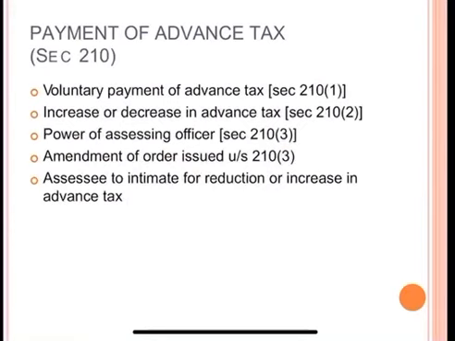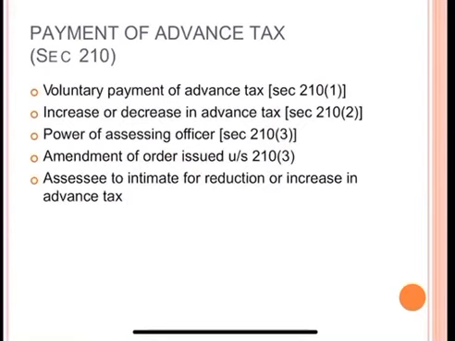Then amendment of order issued in previous point, section 210 subsection 3. In case the assessing officer finds that the assessee has filed the return or a regular assessment has been made for a previous year later than that referred to in point 3 above, he may make an amended order. He may ask the assessee to deposit the amount of advance tax calculated on the basis of total income returned in such return or assessment on regular basis.